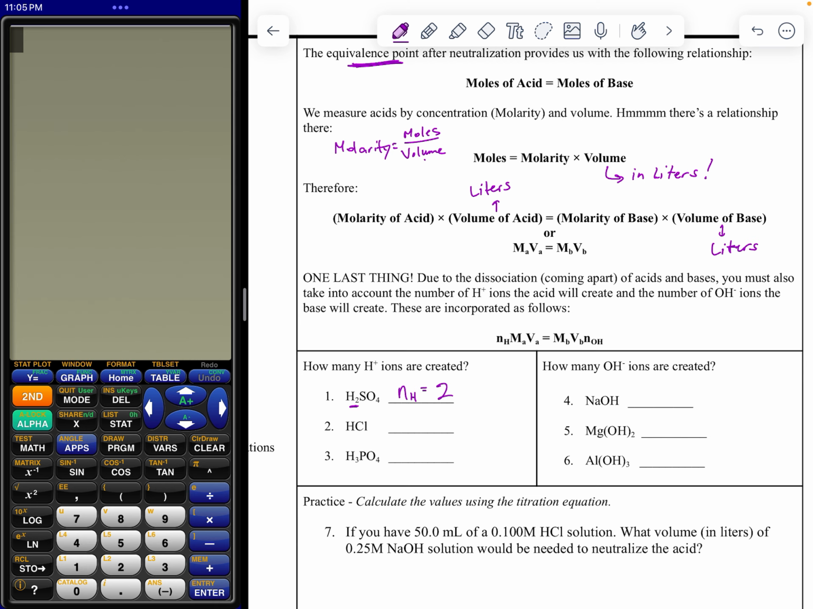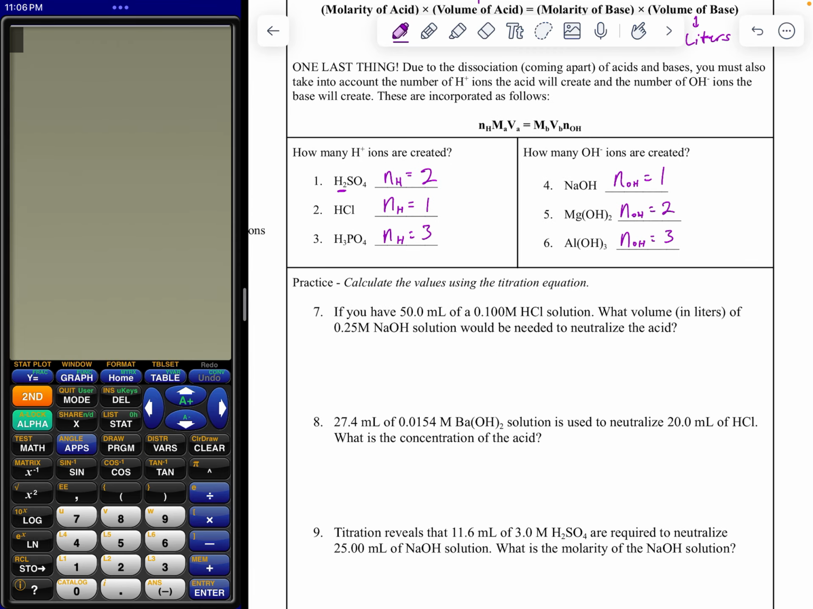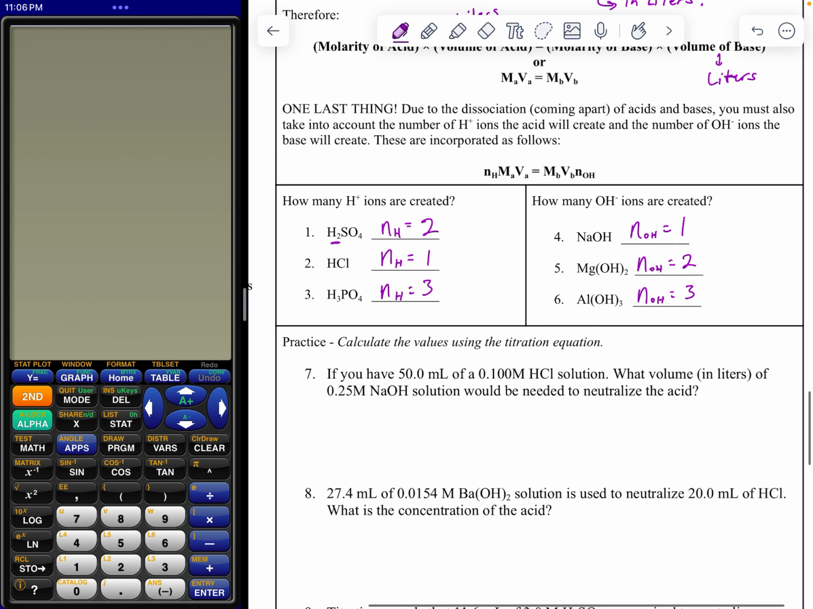So then we go through and we say, okay, what do we have here? Well, hydrochloric acid, it just has 1, right? So that is our hydrogen ion count. We do the same thing here. That's a 3, right? And we do the same thing over here based on the OH ion amount. So NOH is going to be 1. In this case, it will be 2. And in this case, it will be 3. So that's just another wrinkle that we add to our titration equation, as we'll call it.